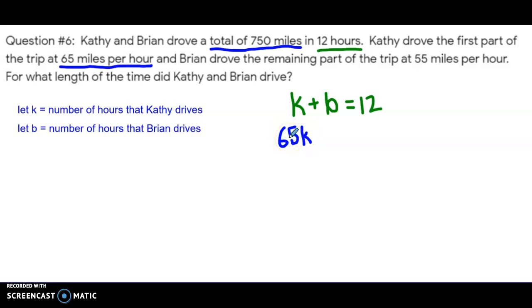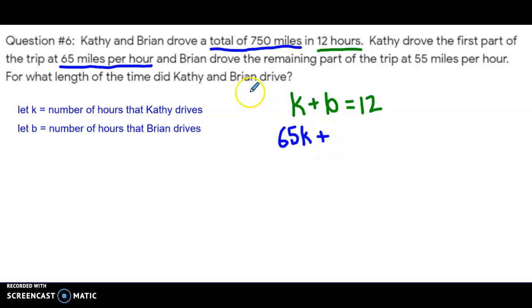The thing is, we don't know if she only drove for an hour. She might have driven for 2 or 2.5 or 3 or 3.5 hours. In that case, you would have to make sure you multiply the number of hours she drove times her speed of 65 miles per hour. So that takes care of the 65K.